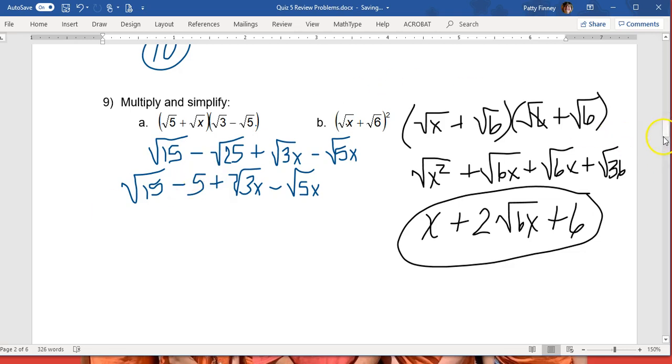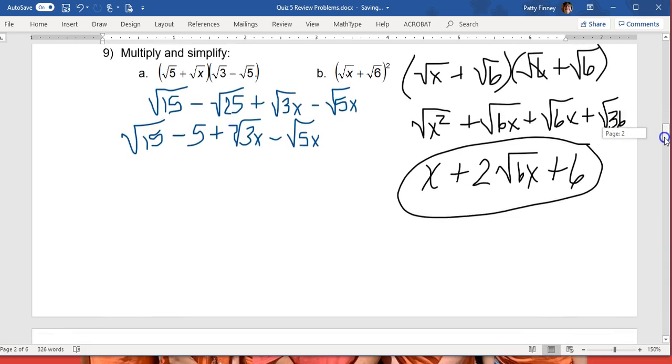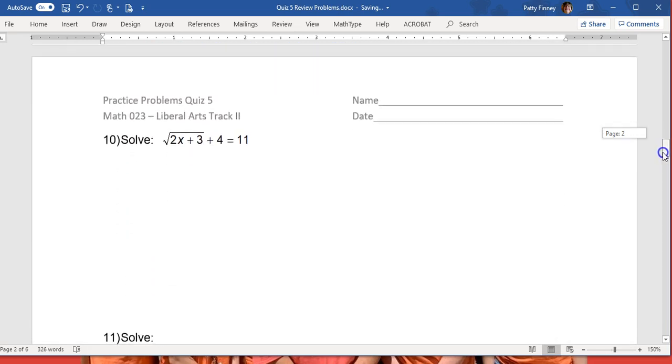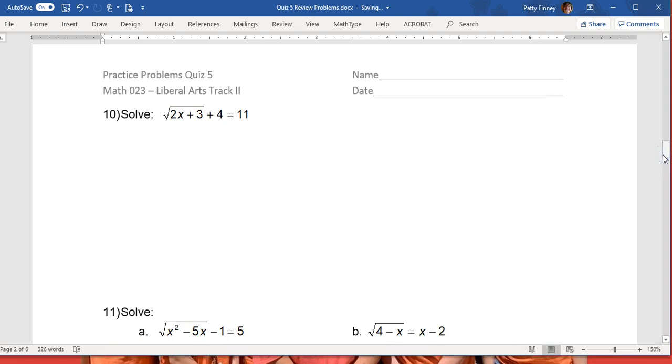Okay, so that brings us to solving. When you solve, you've got to undo the square root and make sure, first off, that you have your square root all by itself. And then secondly, you want to make sure you don't get any extraneous solutions in your problem. So the first thing we've got to do here is get the square root part by itself. So we're going to subtract 4 from both sides.